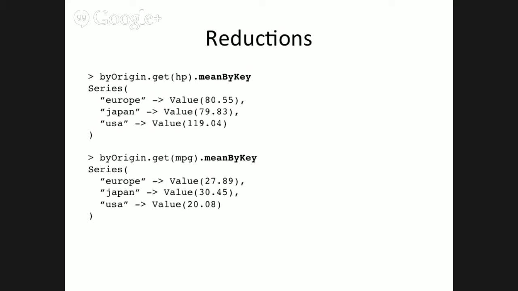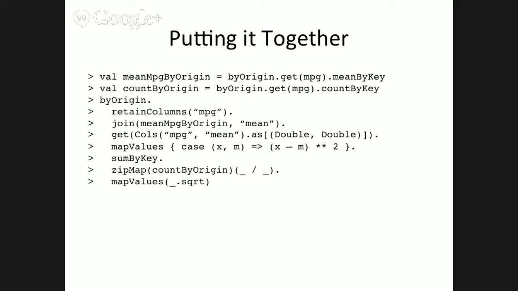All of these things, when you put them together, you can start doing fancier stuff. This is kind of terrible. I will show you how we can do this in a fun line later on, but let's go through it. Basically, we're first getting the mean by origin, so we're just getting a series with three values, like what we had before. Same with the count, so we're getting the number of cars from each region of origin. And we retain columns once again just for size because it's slides.